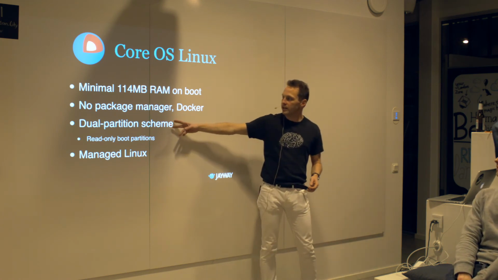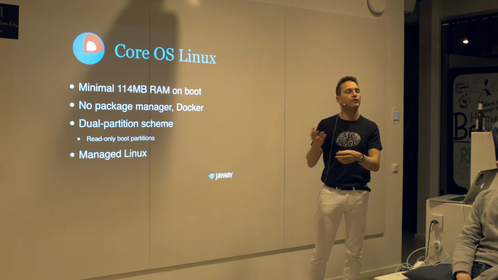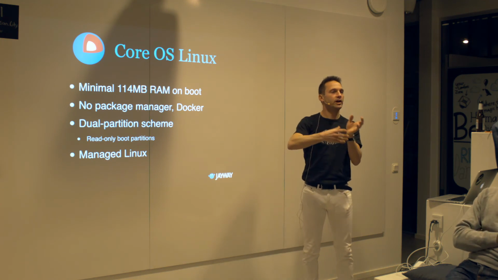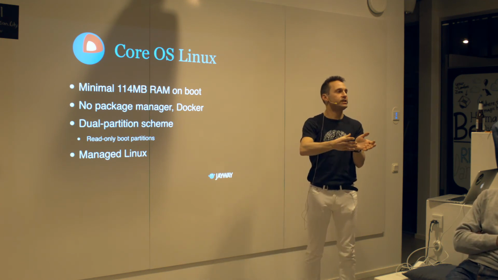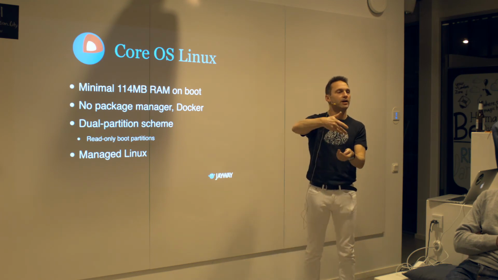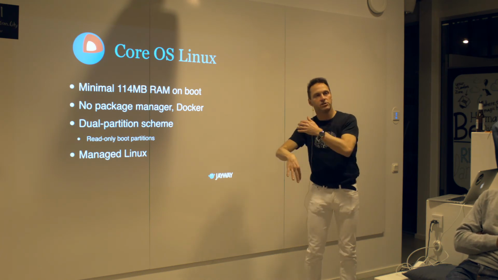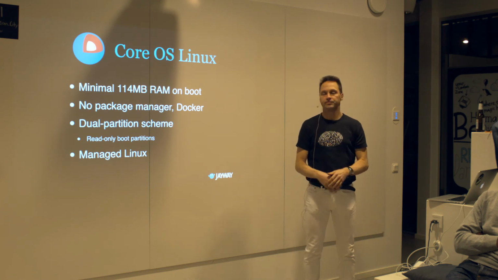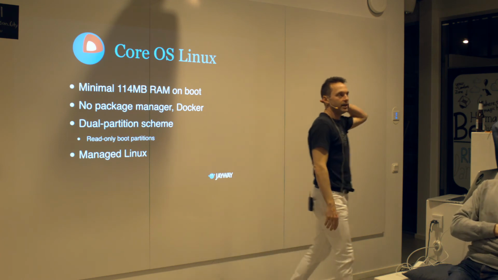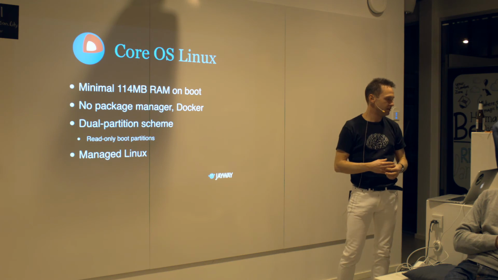It has a really nice dual partition scheme, so if you want to deploy a new version of CoreOS, it is downloaded to the passive partition, and then when the system is restarted, it starts up from the partition that has just been updated. And if something goes wrong, it can just roll back automatically. And they also provide a managed version, so you don't really have to worry about it because they can just update it automatically.